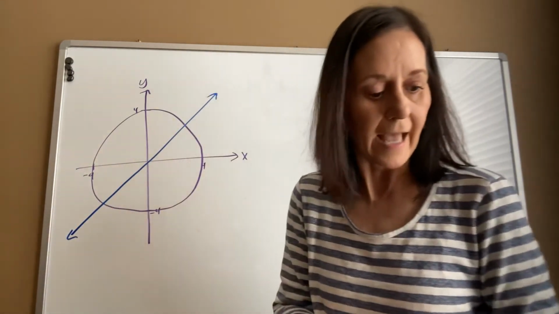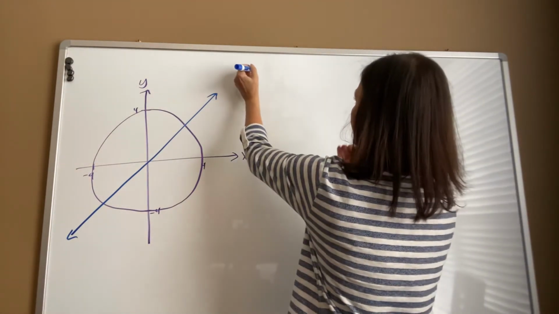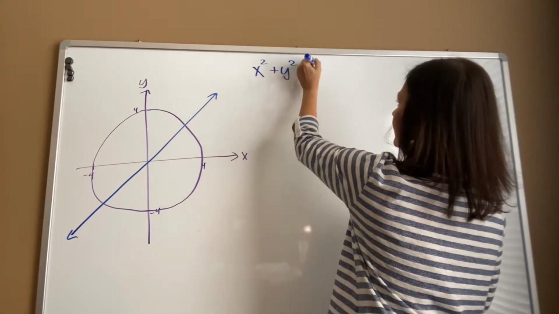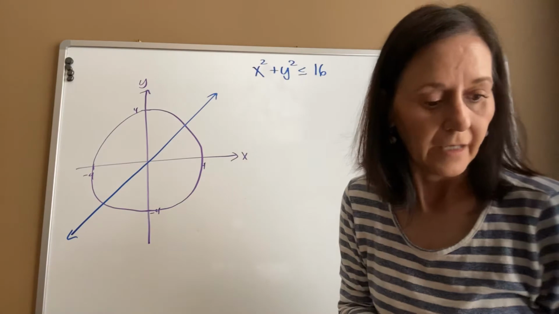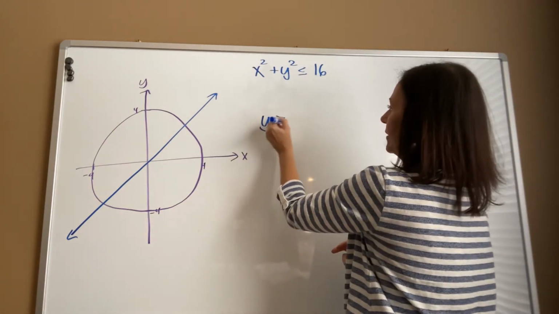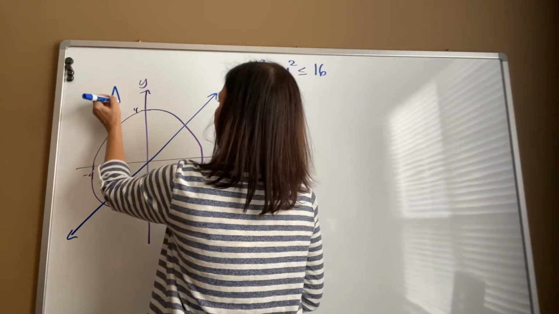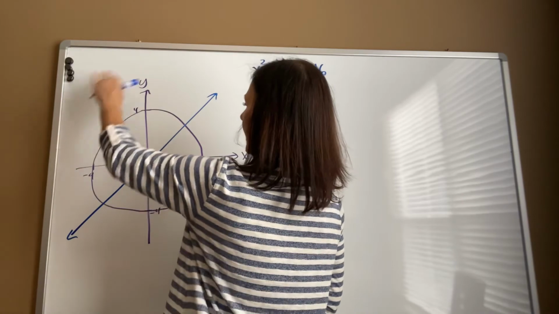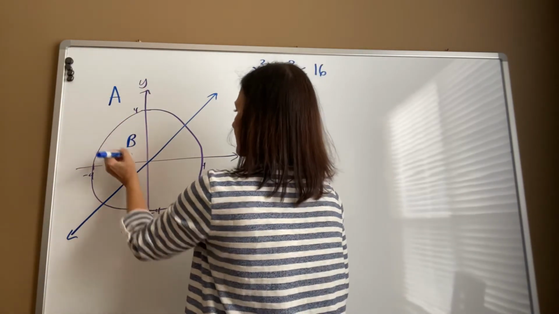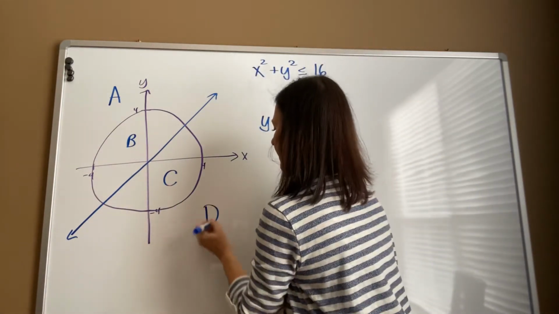All right, let's look at our equations. Here's our circle: x squared plus y squared less than or equal to 16. And then our line: y greater than or equal to x. So let's label our regions. All out here is A. All this region out here is A. This side of the circle is B. This side is C. And all out here is D.